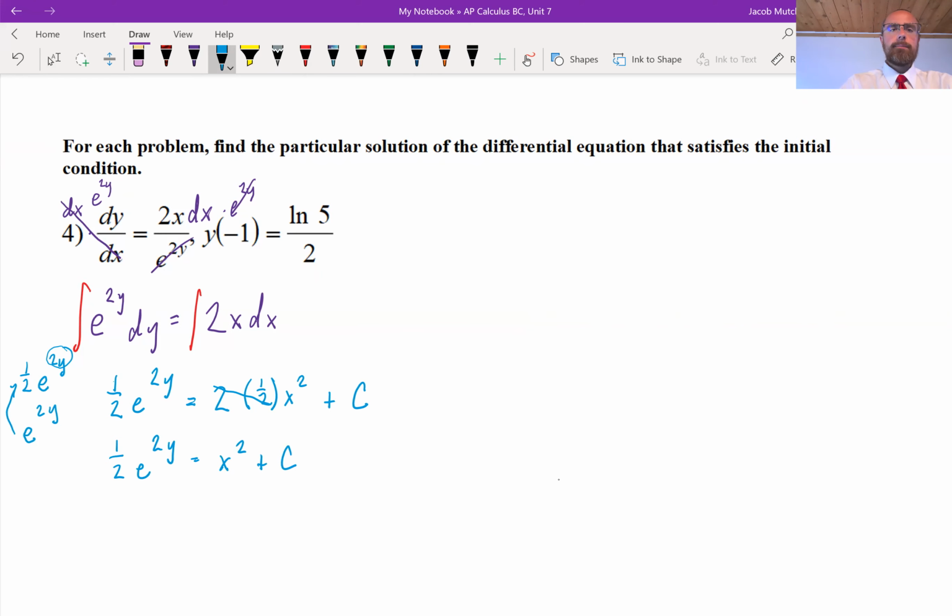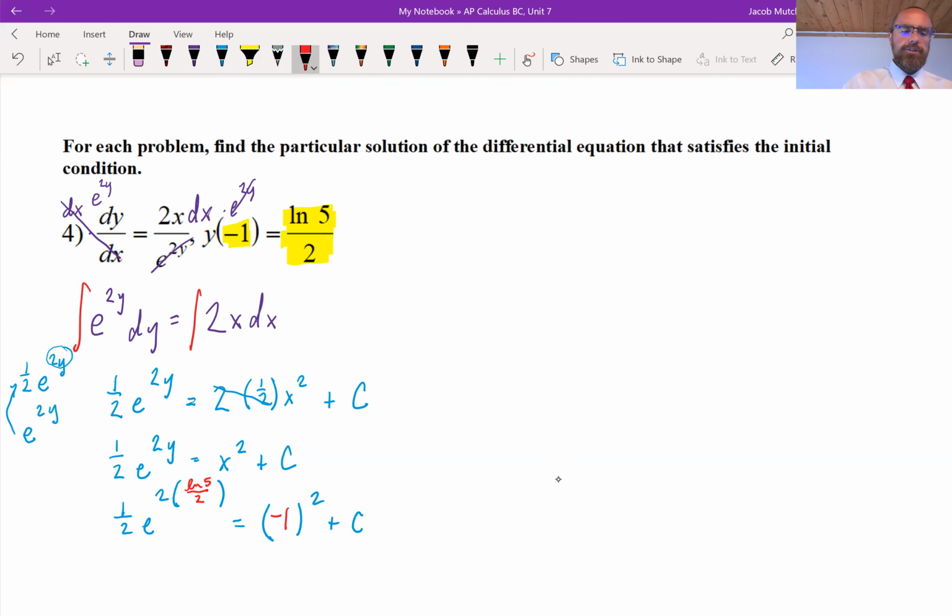So now I'm ready to pick up my initial conditions and plug in so that I can solve for c. So the y value here for the initial condition is natural log of 5 over 2. So we'll plug that in. We've got 1/2 e to the power of 2 times that natural log of 5 over 2. And we'll also plug in the x value from the initial condition, which is given as -1. So that's going to be -1 squared plus c. So at that point, I've got everything in terms of either a constant or c. So I want to solve for c.